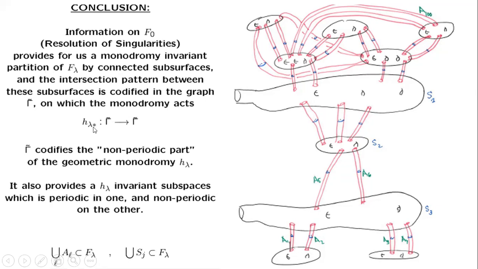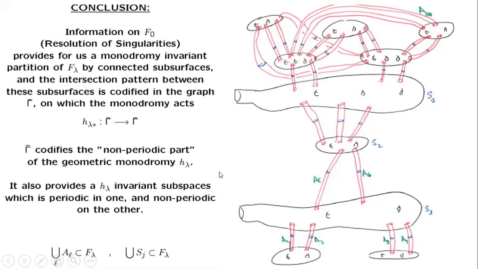And so in that sense, the monodromy map is a map from this new graph. This gamma tilde codifies the non-periodic part of the geometric monodromy. And it also provides interesting invariant subspaces, which are the ones, this is the disjoint union of the axons, and then the disjoint union of the neurons. So this will be what is called the weight filtration. The filtration means that you are going to have a direct sum or an increasing union of subspaces. So in that sense, we are going to consider the weight filtration, doing the union of the axons. That's the first set. And the other set will be the union of the neurons.